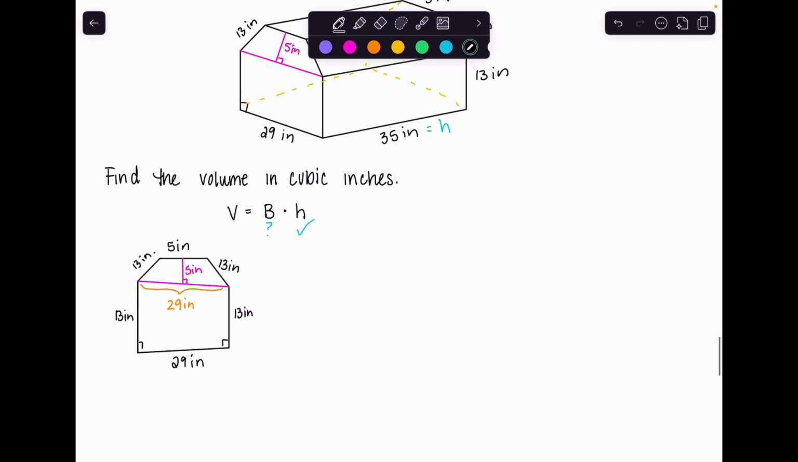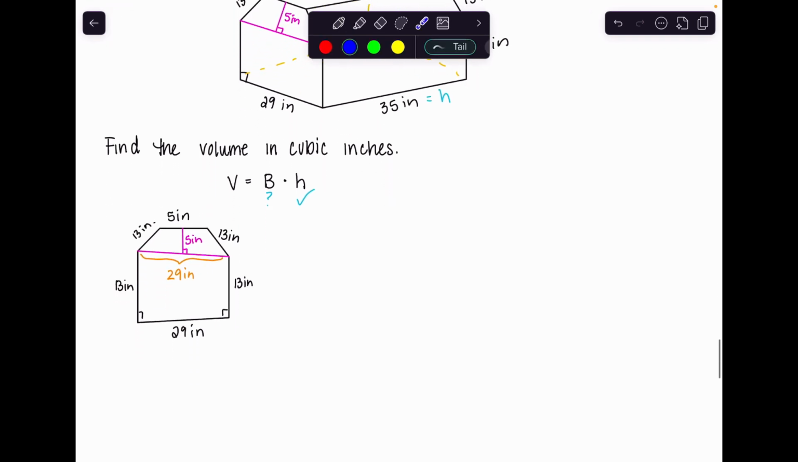So if I want to figure out the area of this, I really have two different shapes going on. I've got this top part, which is a trapezoid, and then I've got this bottom part, which is going to be a rectangle. So the area of my base is going to be the area of the rectangle plus the area of the trapezoid.